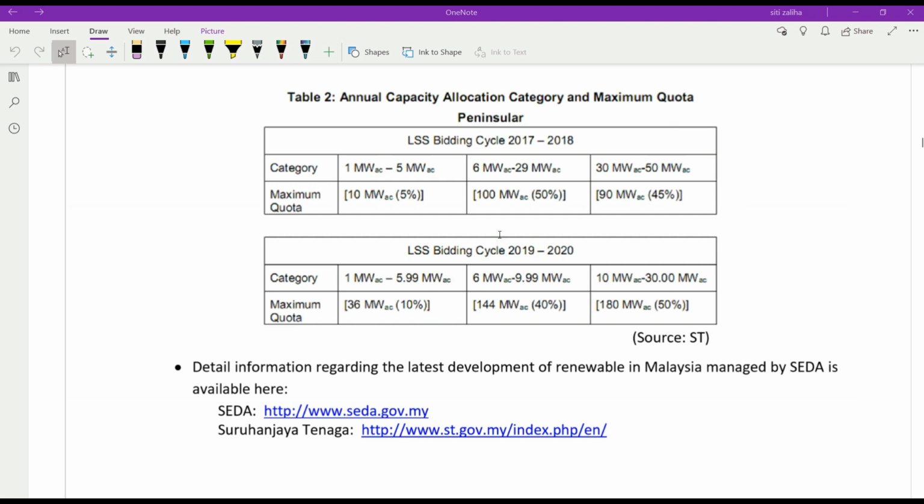But please remember, for this year it's allowed until 50 megawatt, but in this cycle, this LS bidding is only until 30 megawatt AC. So all the detailed information regarding the latest development of renewable energy managed by SEDA is available through this website. Okay. So let's go to the SEDA website.